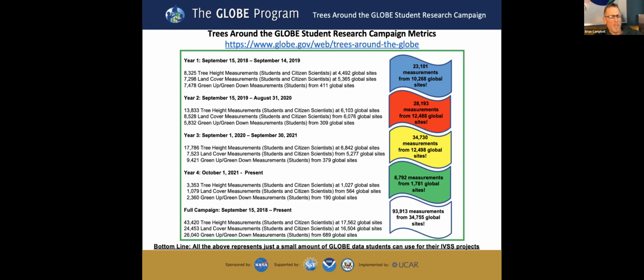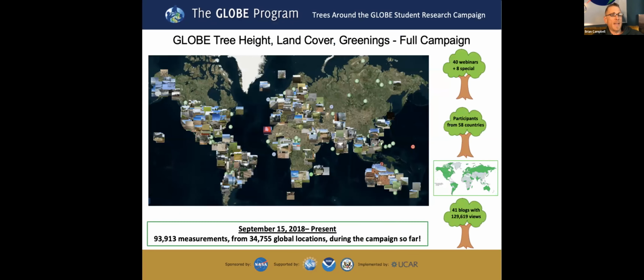Thank you for all those observations coming in. And for the full campaign, which began September 15, 2018, with the launch of the ICESat-2 satellite, Ice Cloud and Land Elevation 2 satellite, we have almost 94,000 measurements from over 34,700 global sites. So that's a lot of data coming in.